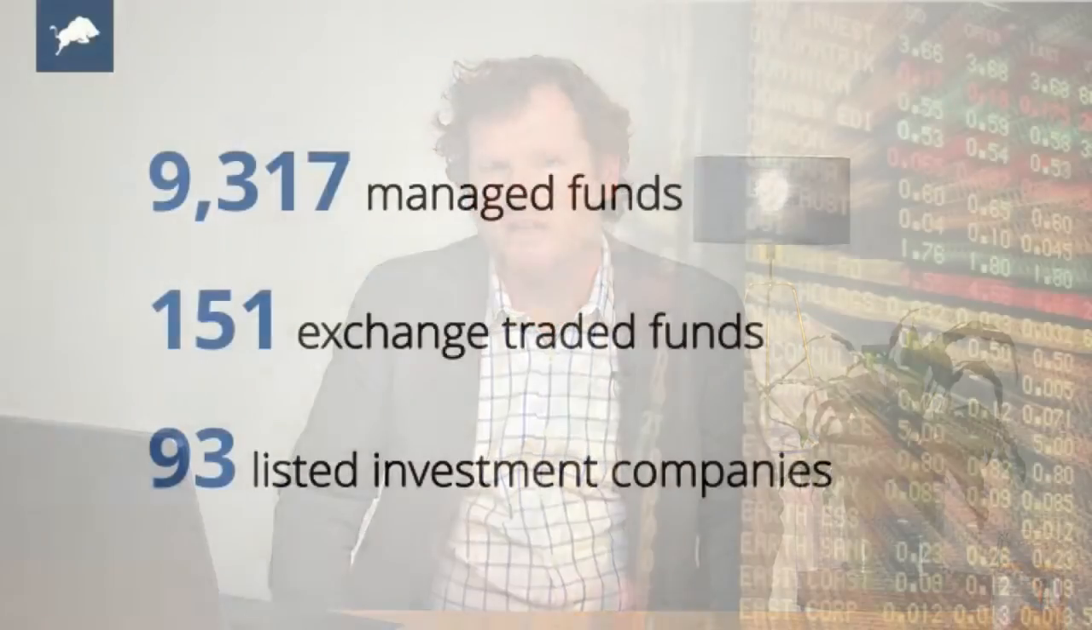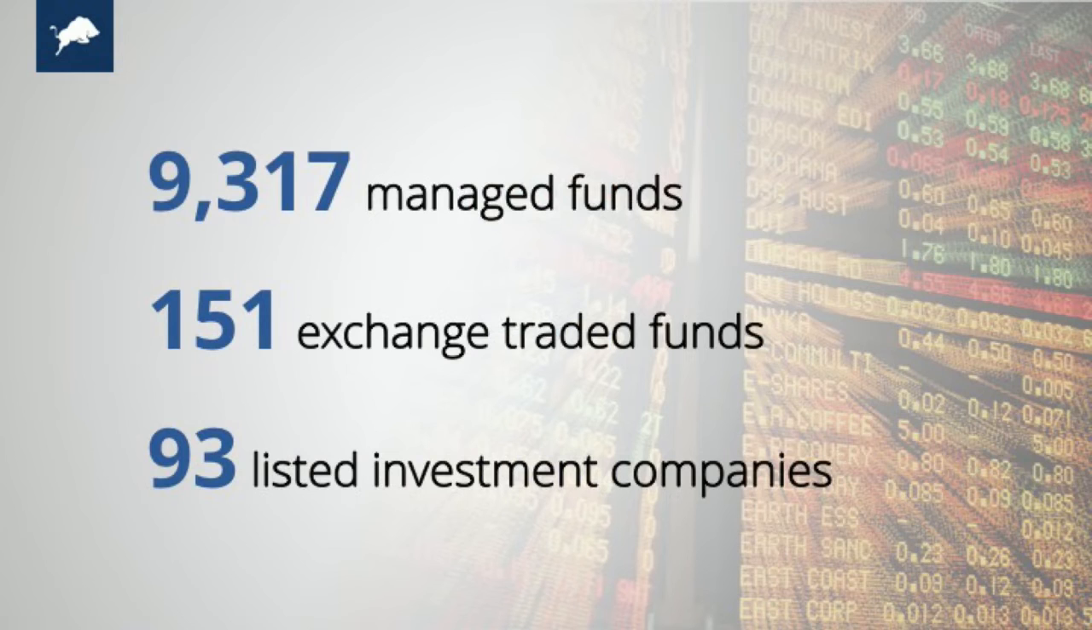I jumped onto Morningstar not too long ago and did just a really basic search. And what I found were 9,317 managed funds, 151 exchange traded funds, and that number is only growing, and 93 listed investment companies. Now, this is a few weeks old, this data, so 93 listed investment companies could very well be 94 or 95 or even 100 by now, because I tell you what, they're coming onto the market rapidly. So it's a very daunting task just picking 1 or 2 from these.